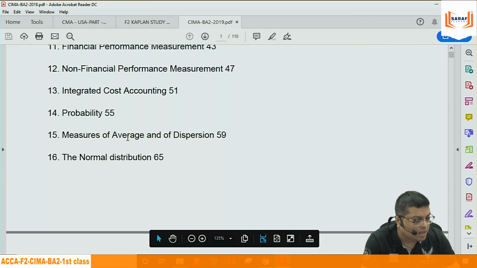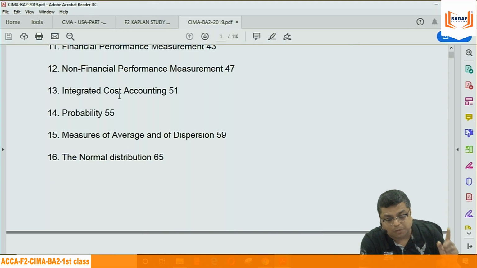Then comes in CIMA, integrated cost accounting. It is specifically not there in ACCA, but in the ACCA overhead chapter, integrated cost accounting journal entries are given. So it is not a separate topic in ACCA, but it is included under overhead.